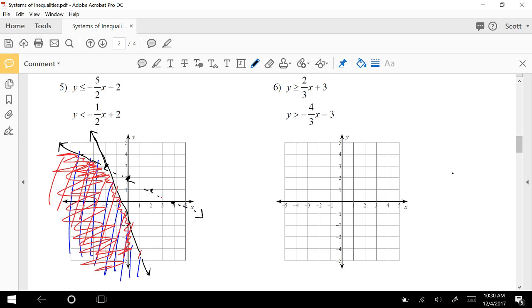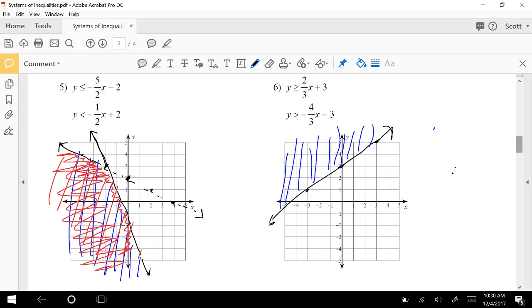Y is greater than 2/3 x plus 3. Plus 3, up 2 over 3. The opposite would be going the other way. Good, and that's going to be a solid line. Greater than would be above the line. So going straight up. Let's do the other line.